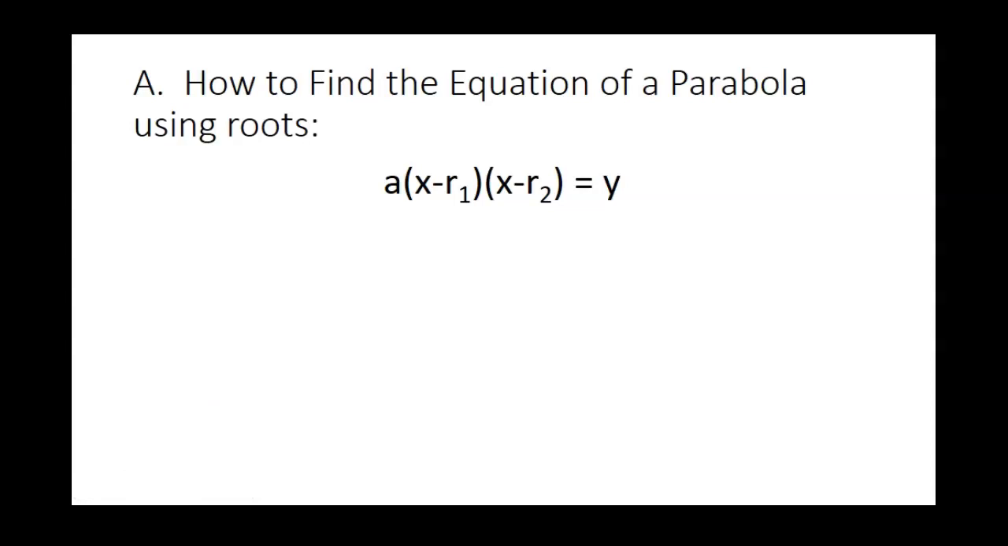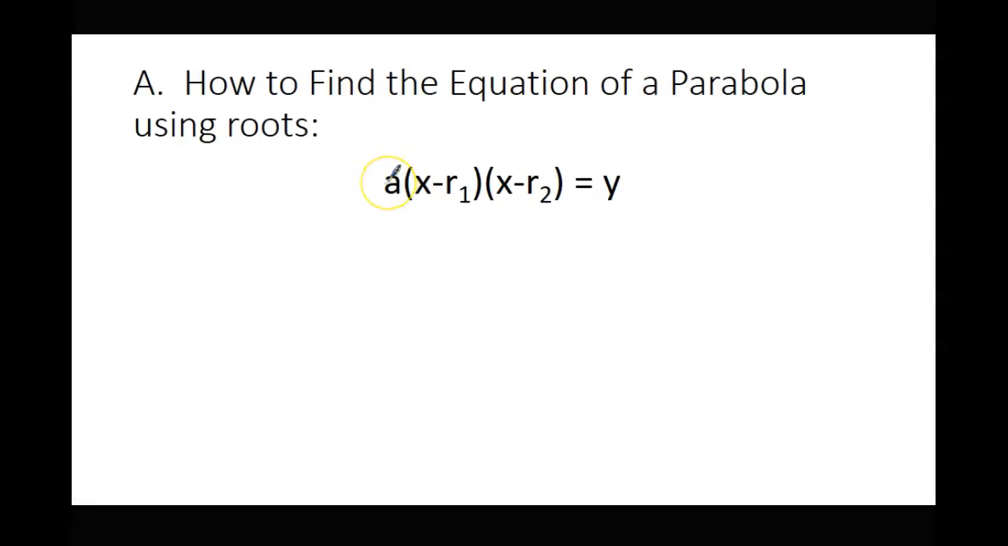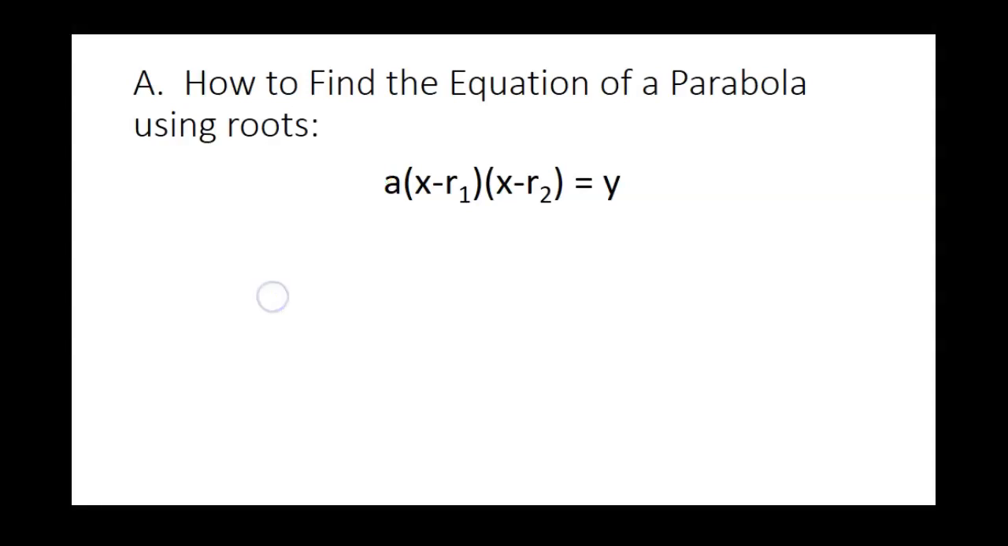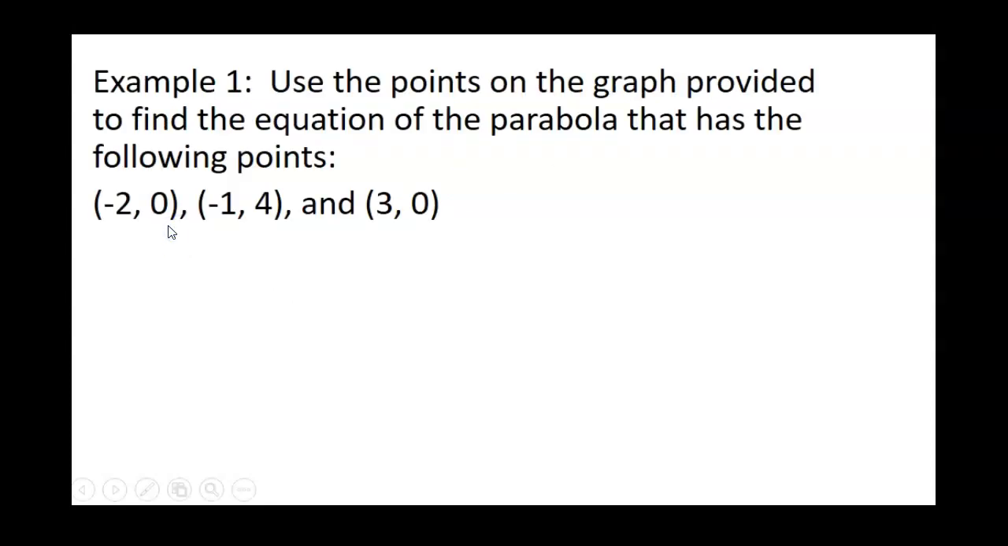Now you might be wondering what's up with this A. That A is the thing that determines which way your parabola goes. Remember I said there could have been 2 possibilities? The A is the one that does that, and that's why we actually need one more point. But you'll see when we actually do an example. This is our formula we're going to be using for the day. So let's see how this works for us. Go ahead and write down your directions here in number 1.